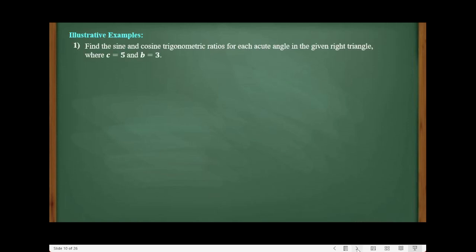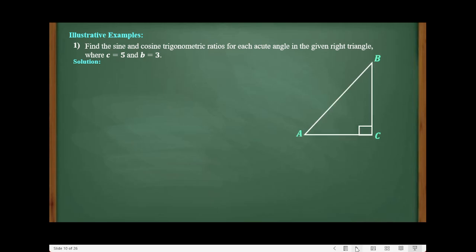At this point, let us apply what we have just learned about the first two of the 6 trigonometric ratios. Our first illustrative example, we are now asked to find the sine and cosine trigonometric ratios for each acute angle in this given right triangle. In the given right triangle, where C, which we know as the hypotenuse denoted by small letter C, has a length of 5, and the leg denoted by small letter B has a length of 3.